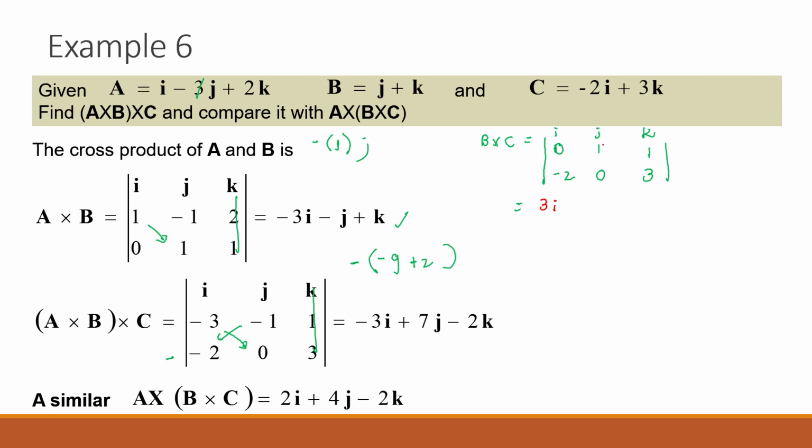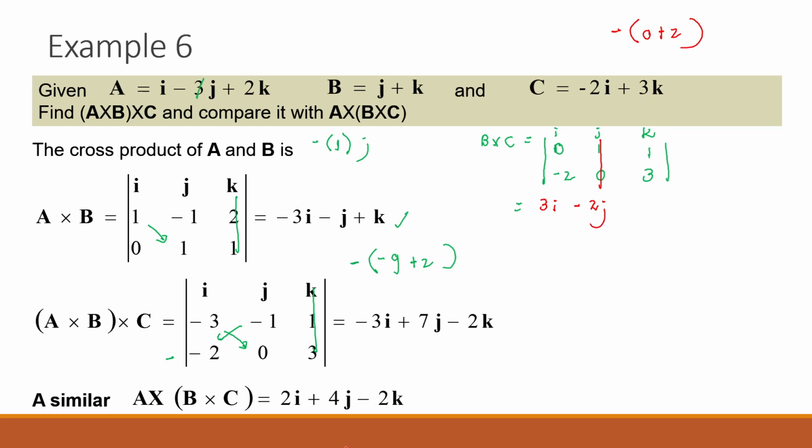Okay, later on component J. Yeah, negative outside. 0 times 3 is 0, and then minus negative 2 times 1, which is plus 2. Outside is negative. So I have negative 2J.